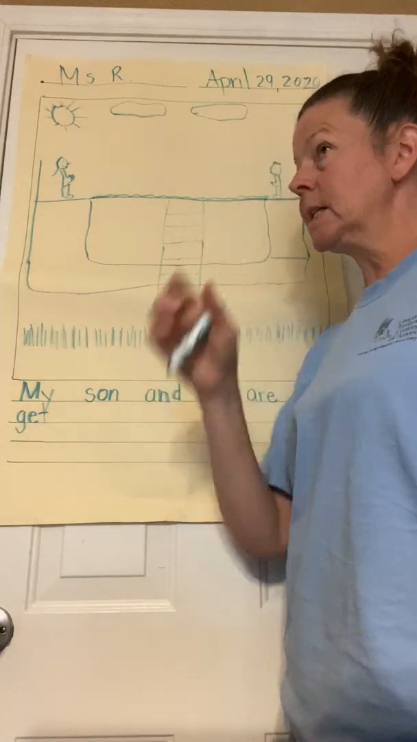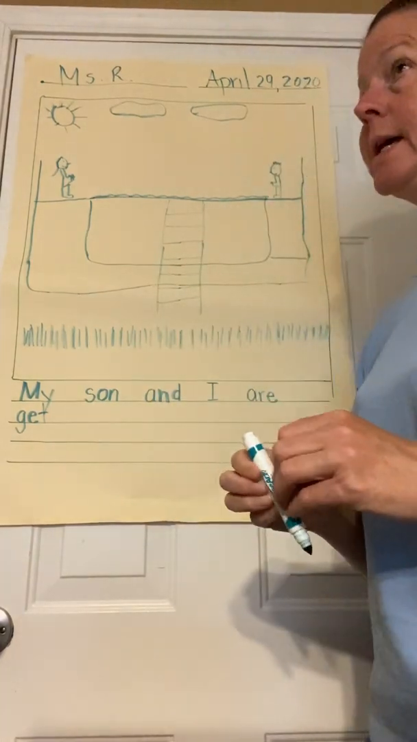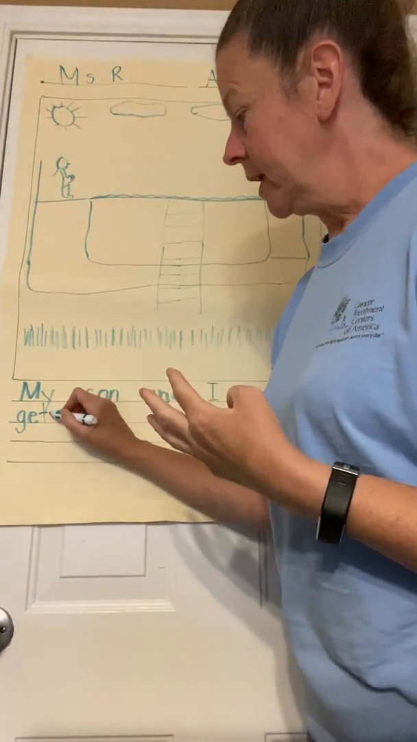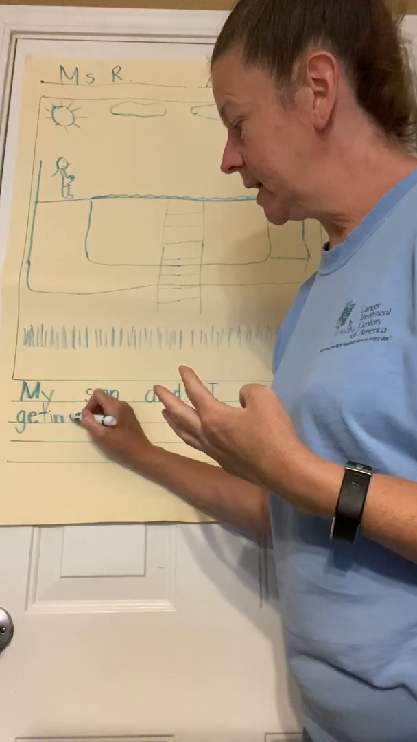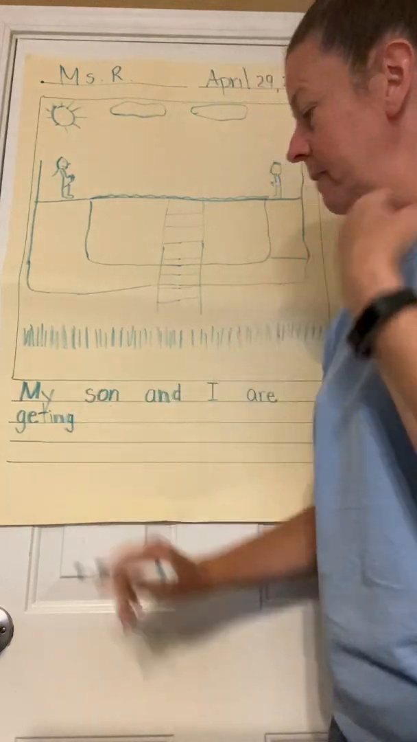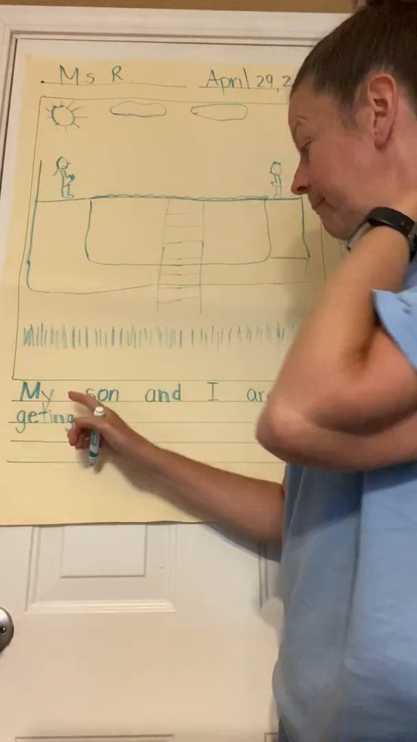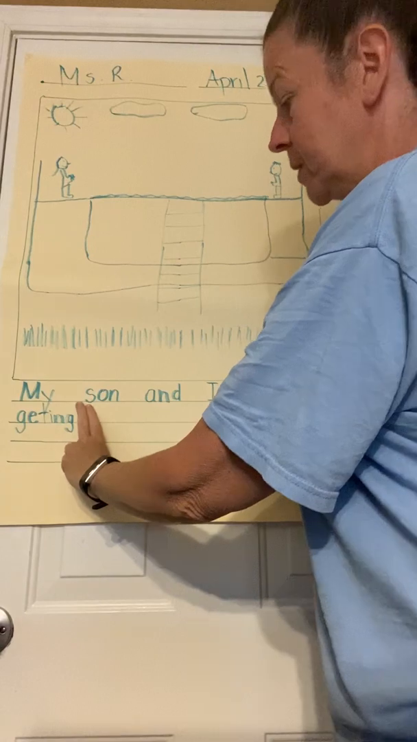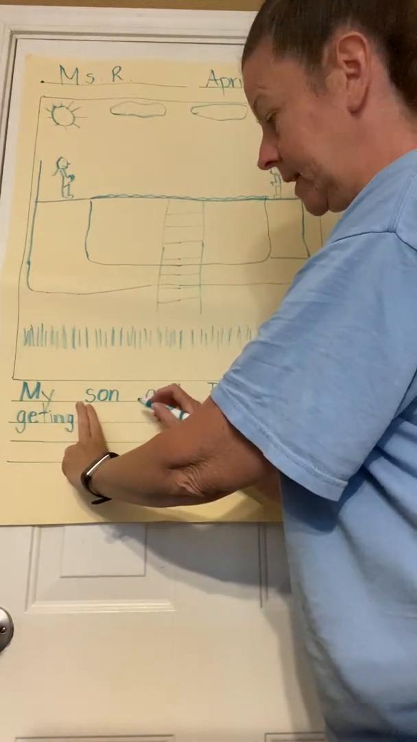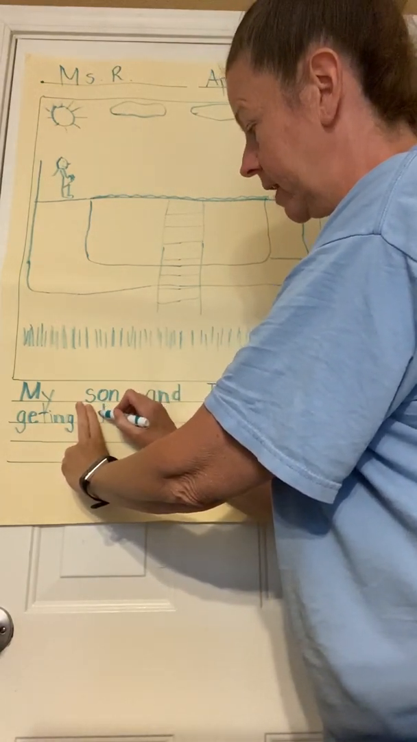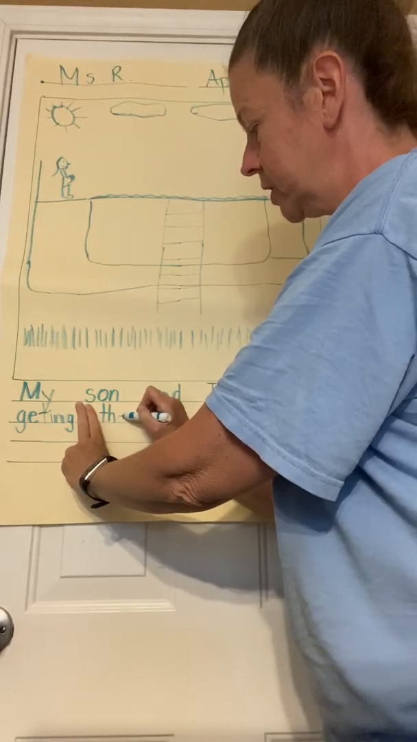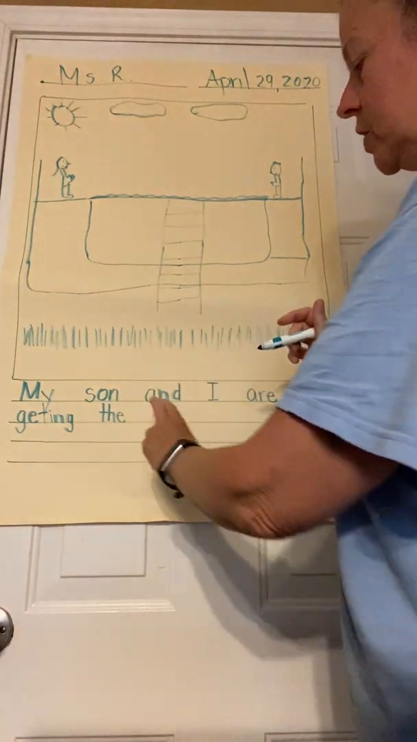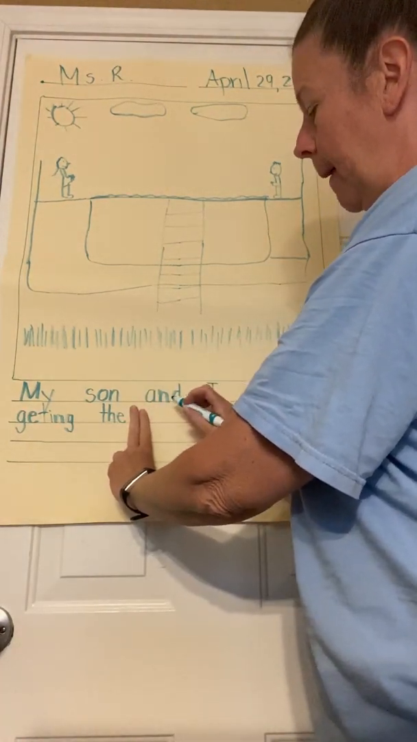Now, I was teaching my kids before we got out of school how to spell ing. So ing is 3 letters together, and it's an I and an N and a G, which is something that we should remember because they're going to use that a lot. My son and I are getting, 2-finger space, the. The is another sight word. The. T-H-E. My son and I are getting the, 2-finger space, pool.